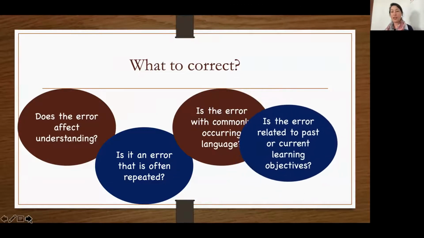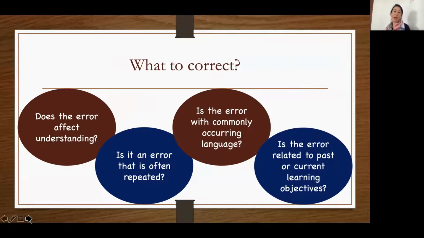And then the final question, is the error related to past or current learning objectives? So in that example I just gave of "never have I," if that's something we're actually studying in this course, or maybe just the last semester or quarter, then maybe I would, because it's part of the course objective. But if it's something we've not really talked about, then again, maybe it's something I'm just going to ignore for now.